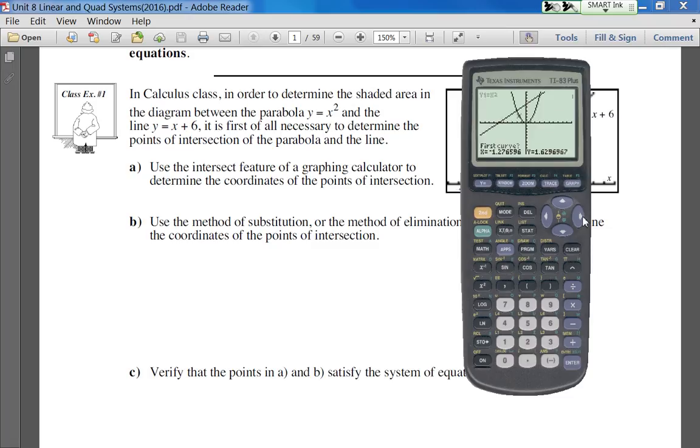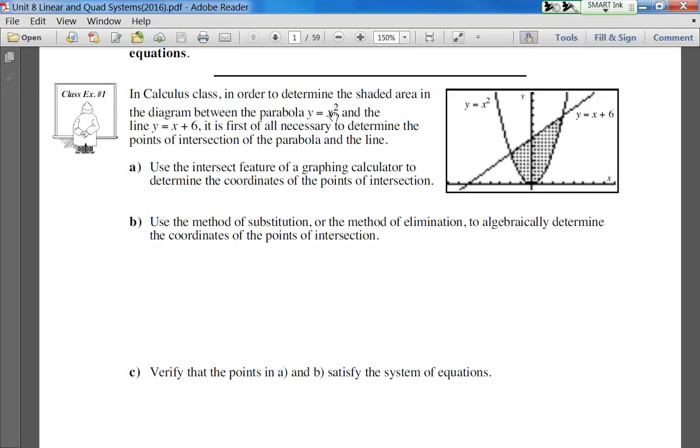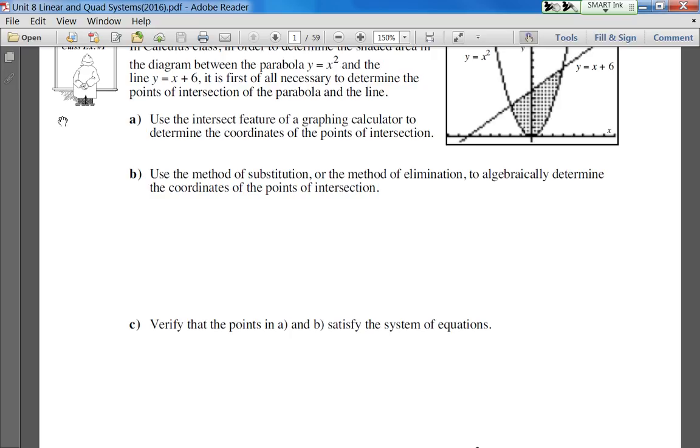Second trace, 5. This time you got to get closer to the other one. If you just hit enter, it'll find one of them. But now to get the other one, you got to get close to it. Now hit enter. Now this one's 3. So what's 3 squared? 9. And what's 3 plus 6? 9. So it satisfies both equations. Okay, so we're able to do it using technology. These are the two answers, this spot and this spot.